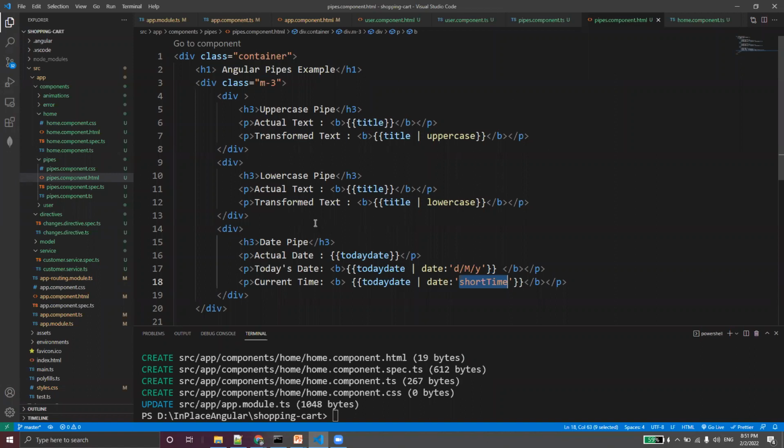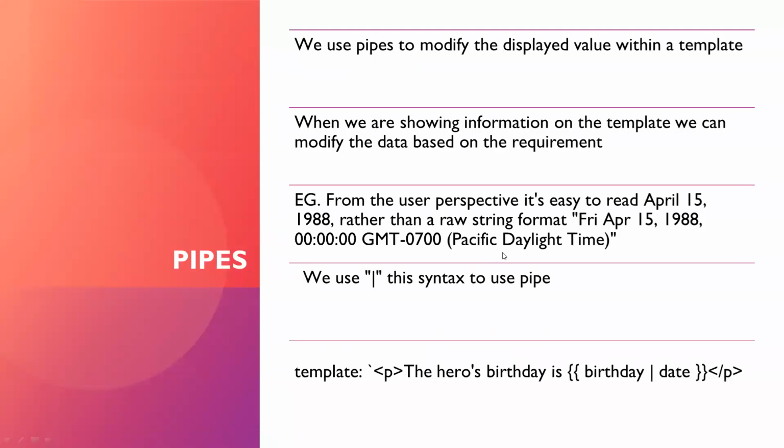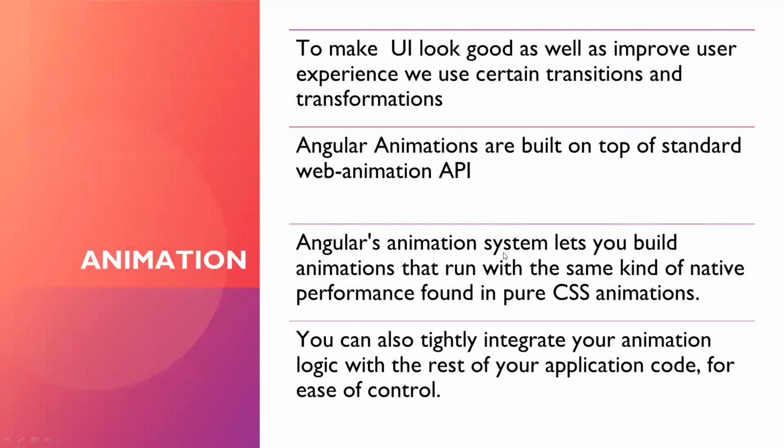This is what pipes are used for. It is used to manipulate the data and show it in a different format. Okay, the last topic for the day is animations. What is this used for? This is used to make the user experience better. And there are certain APIs which help us to perform these operations.